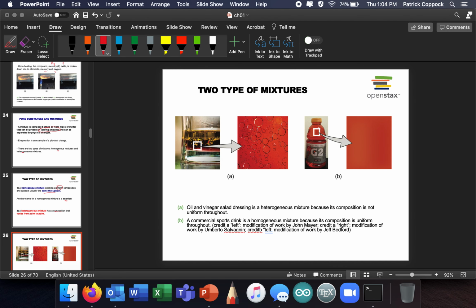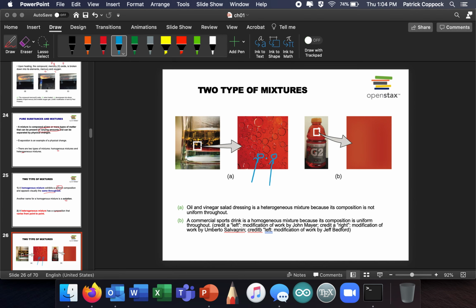So here's a heterogeneous mixture, right? This is oil and vinegar. If you take that oil and vinegar and you look at a particular part, you might see some bubbles in it of varying sizes and so on. So you can imagine, if I took a sample here and a sample here, I have different things in that sample, right? In this one, I have more bubbles. In this one, I have fewer bubbles, right?